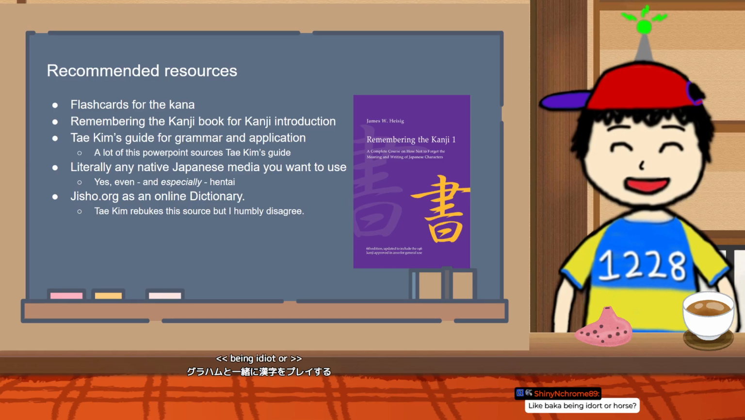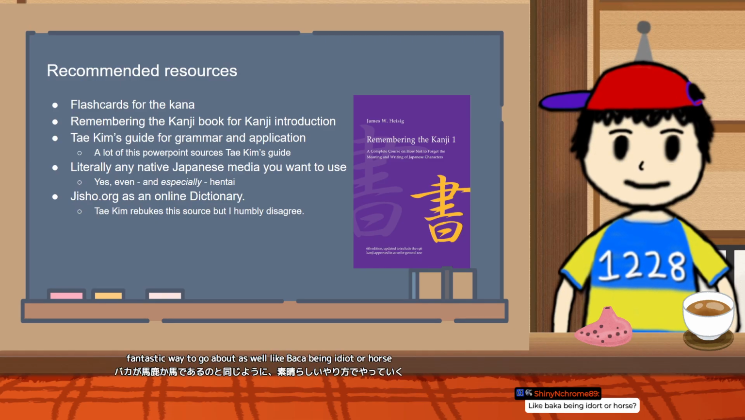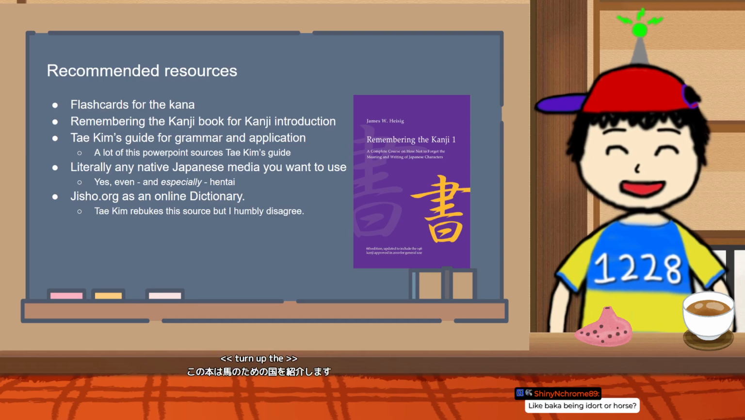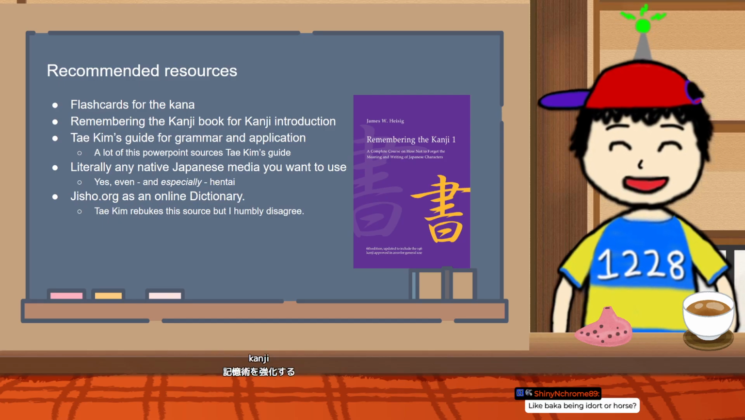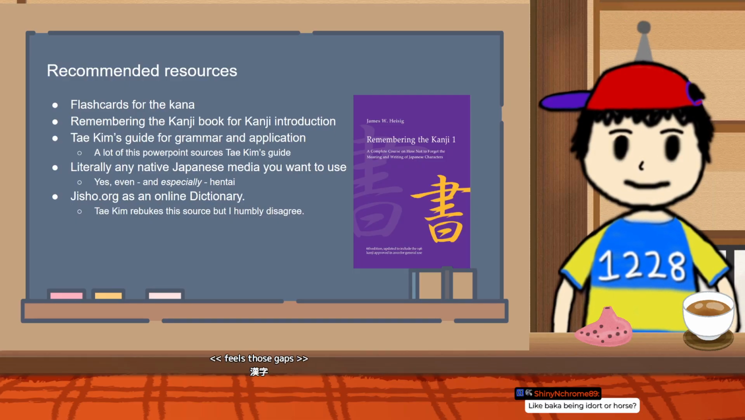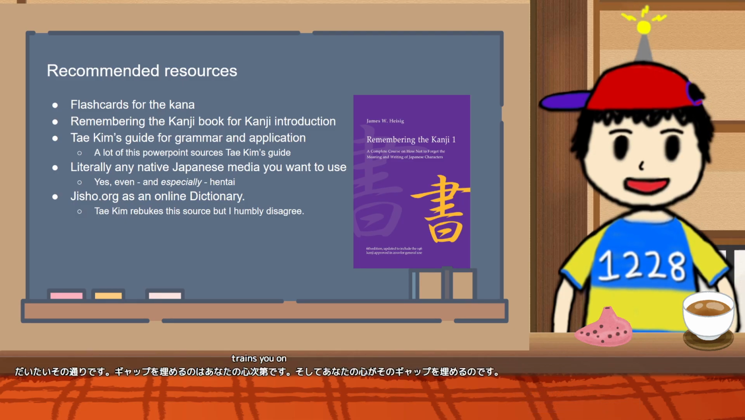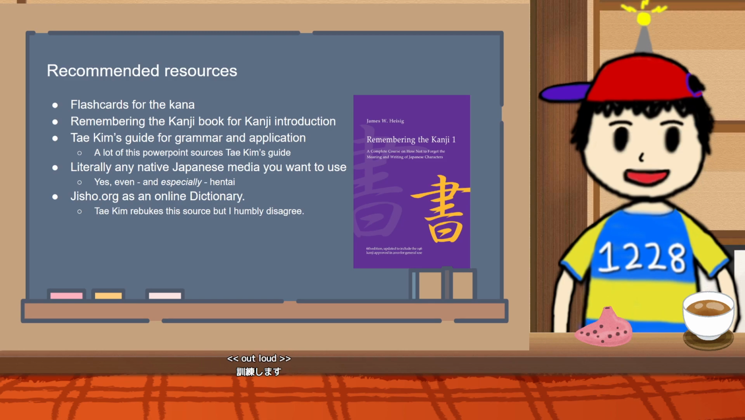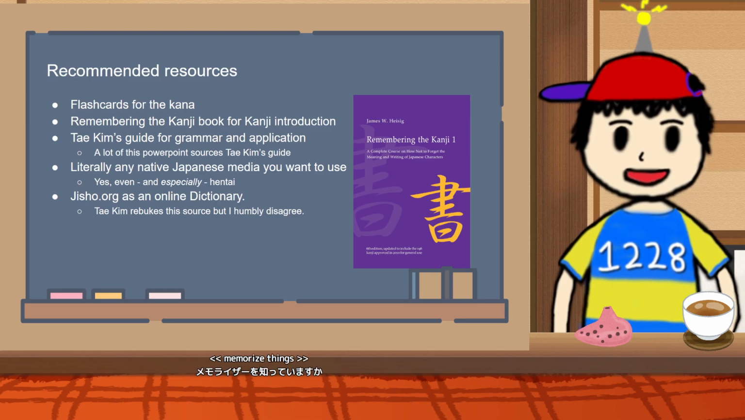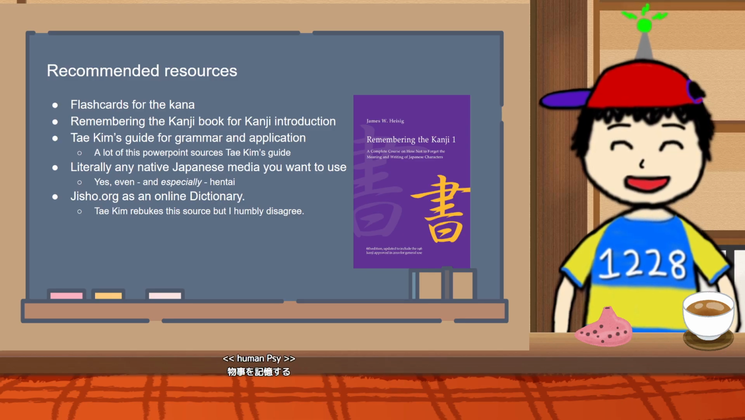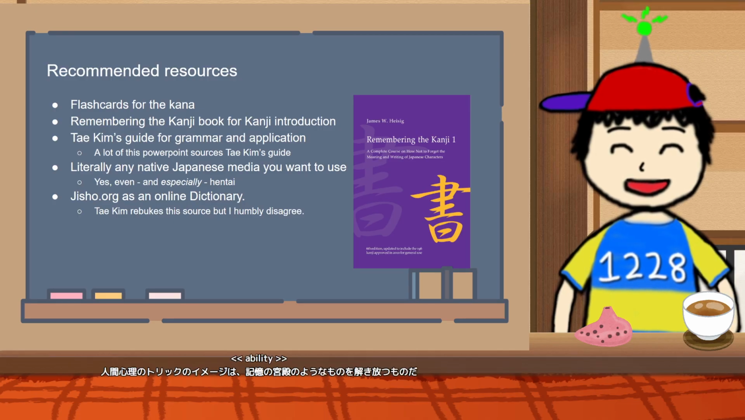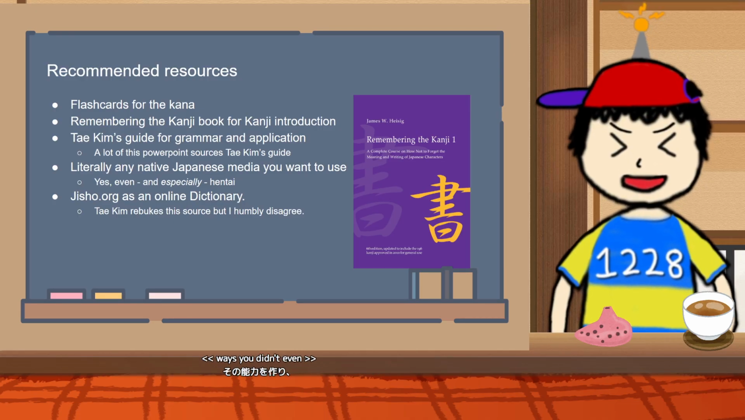Like baka being idiot or horse? Not quite. The book will show you the kanji for horse, the mnemonic devices to remember that kanji, and that's pretty much it. It's up to your mind to fill the gaps, and it's because your mind fills those gaps that the book trains you on ways that, I can't believe I'm about to say this out loud, professional memorizers use to memorize things. And it takes advantage of the human psychology tricks that they've unlocked, the memory palace of sorts. And it takes that ability and supercharges your brain in ways you didn't even realize were possible.